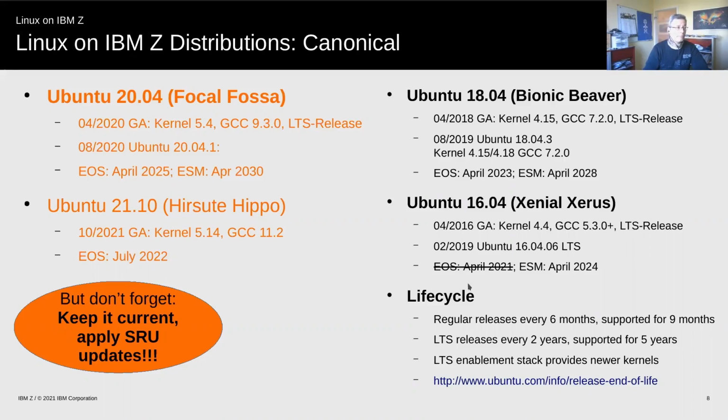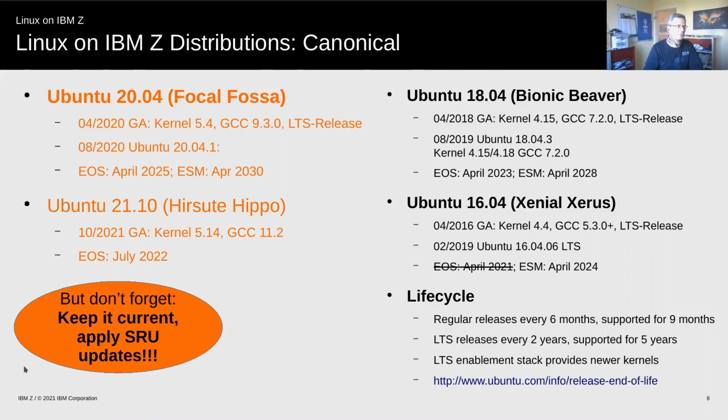As you can see, the 1604 has a little bit of a different service time extension, because that runs till 2024. So it isn't extended by 5 years, but only by 3 years. But otherwise, the 5-year thing holds true, as I mentioned before. And again, Canonical has its own stream of updates. They call it SRU updates. And just like with any other Linux distributions, please make sure to apply those.